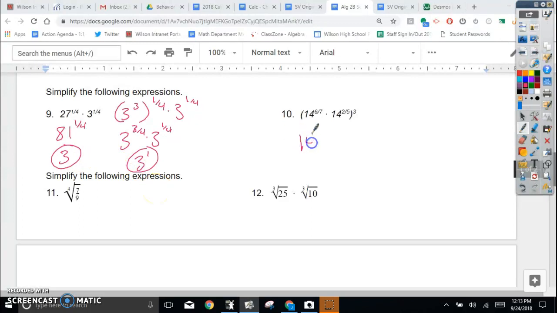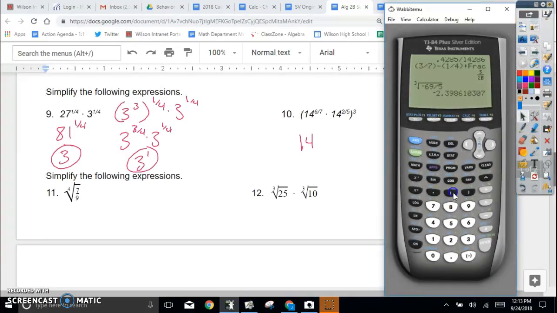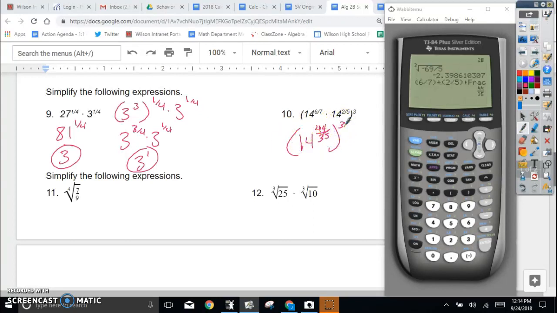14. Let's go ahead and add these exponents since we have the calculator. I'll show you how easy this is to do in the calculator. See, even I can be resourceful here. 6/7 plus 2/5. All right. 44 over 35. Okay. And then I'm going to multiply that by 3. So that would be 14 to the 132 over 35. You know how to use your calculator? It makes life a lot easier.